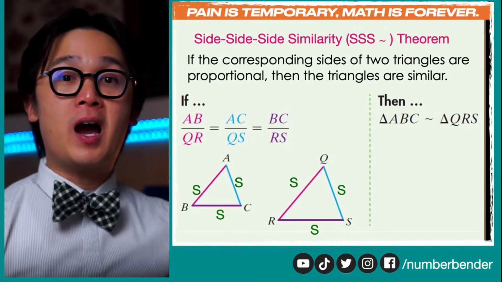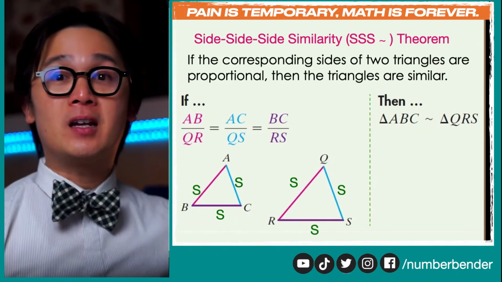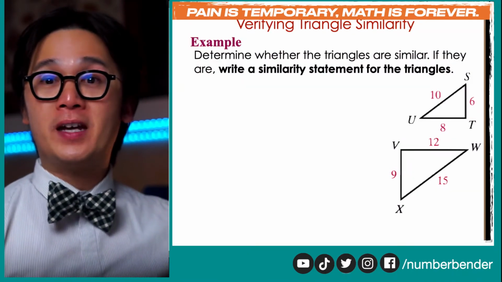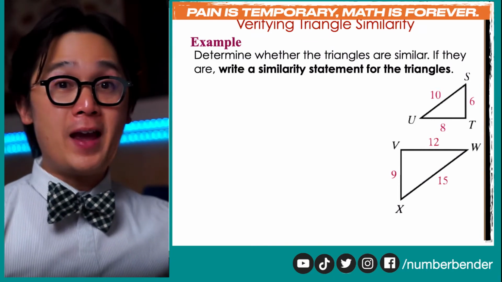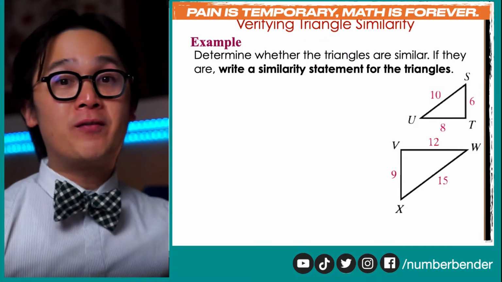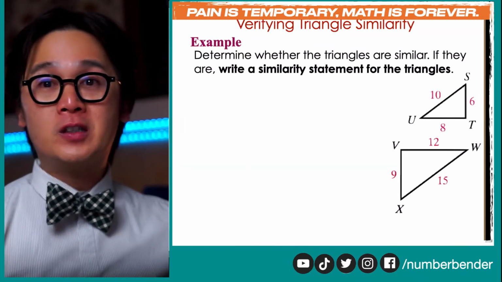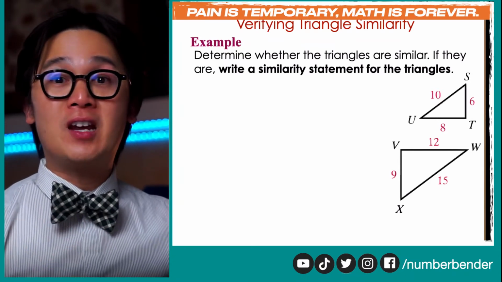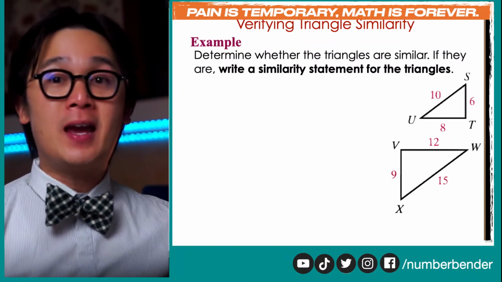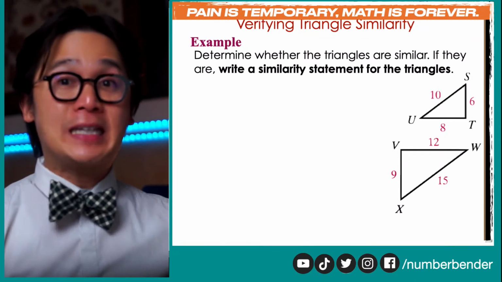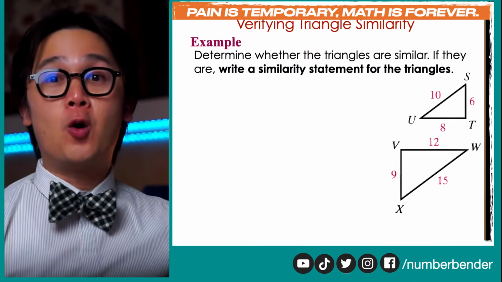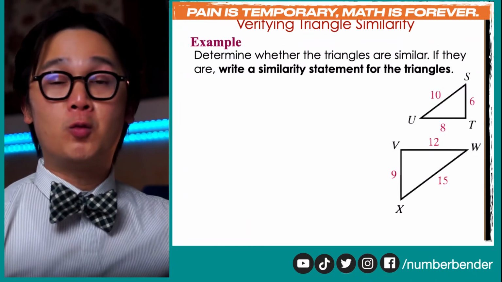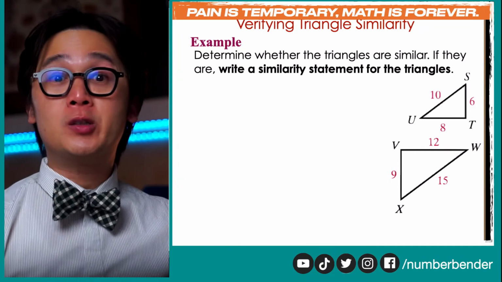And how are we going to apply these two similarity theorems? Let's observe these two triangles, triangle UST and triangle VWX, and we know that there's no given angles in this triangle, so we are going to be using the SSS theorem because we are given the measurements of the three side lengths of triangle UST and triangle VWX. The only thing that we need to do here is to show that they share the same ratio when it comes to their corresponding side lengths.